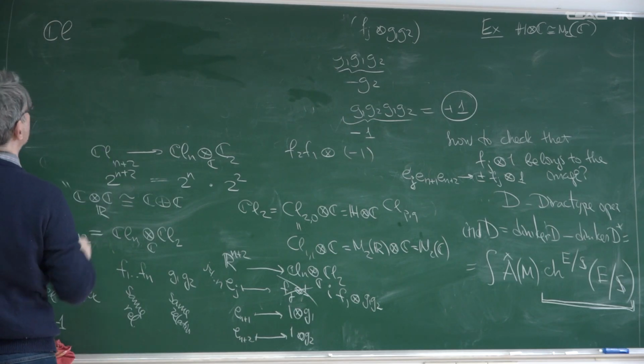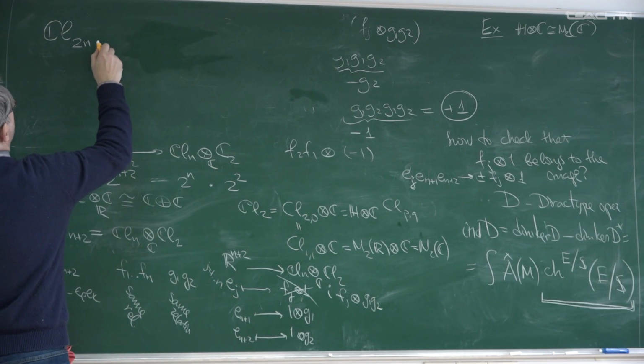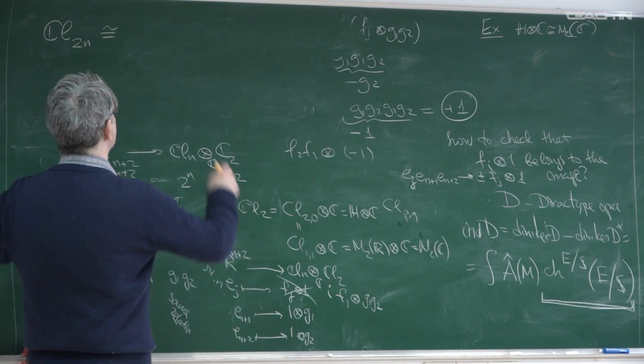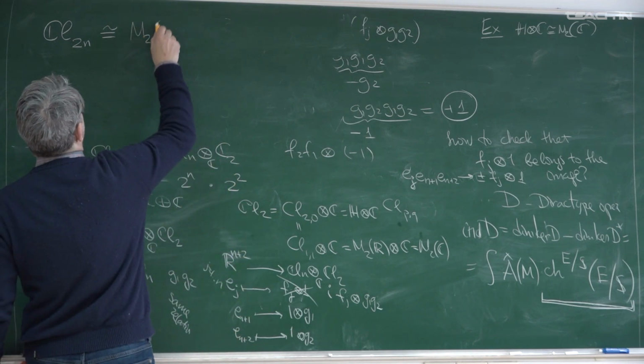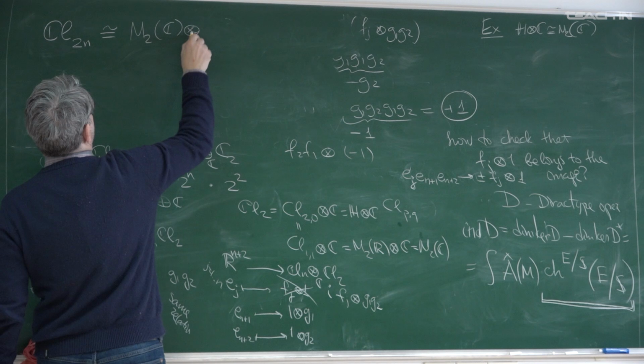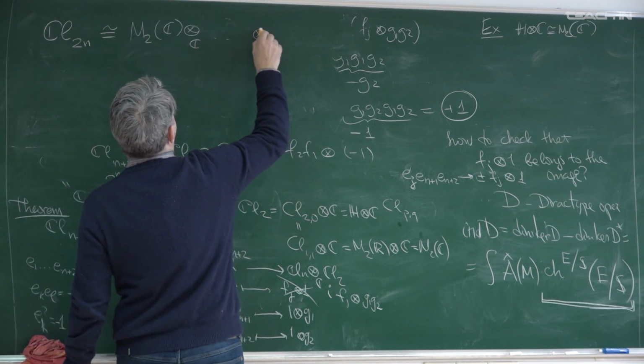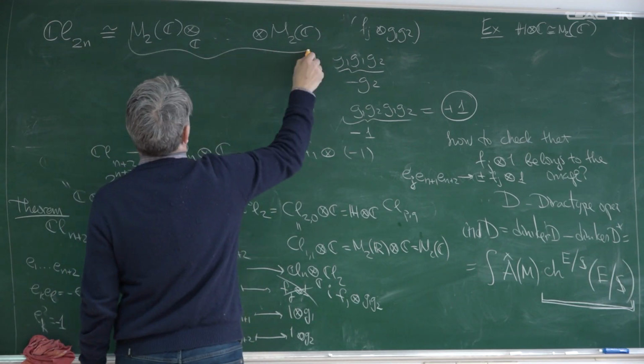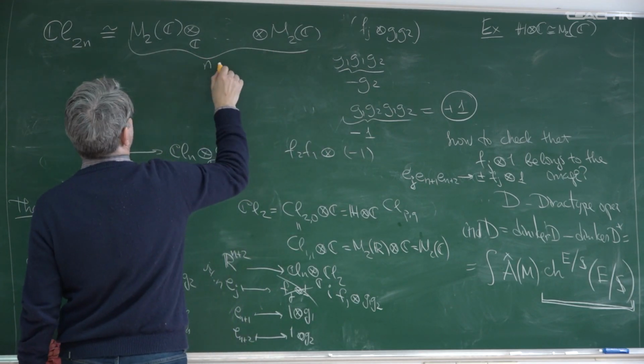Complexified Clifford 2n is isomorphic to what? You subtract 2, then subtract 2, then subtract 2 until you obtain 0. So you have 2 by 2 matrices with complex entries. There are how many of them? N times.